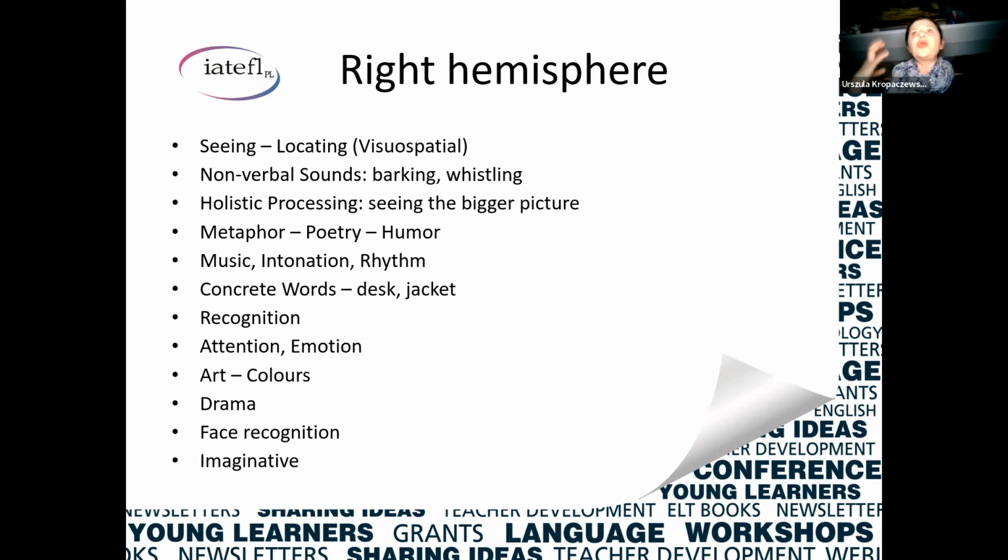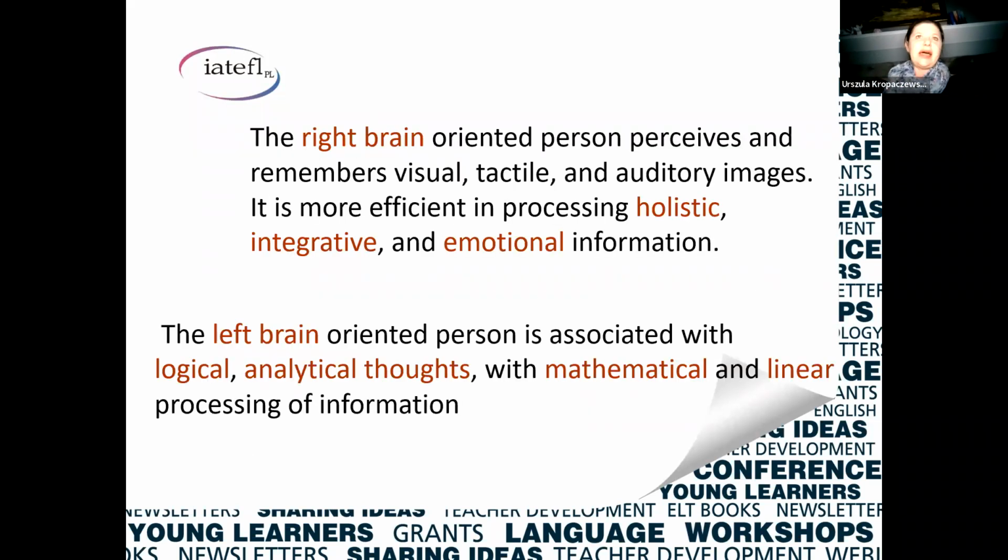Okay, emotions are also in the right hemisphere. So when we learn a language, when we teach a language, we should be emotional. Okay, because if we like something, if we like grammar, our students will like grammar. So we should make the link between grammar, which is in the left hemisphere, and the good emotions, which are in the right hemisphere.